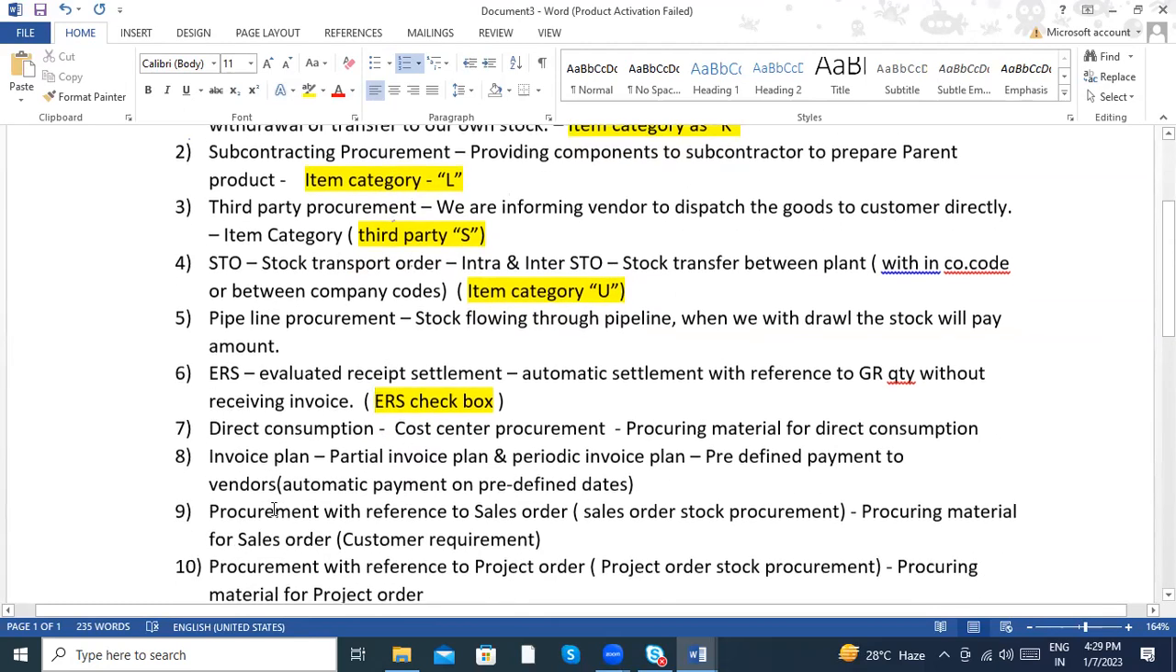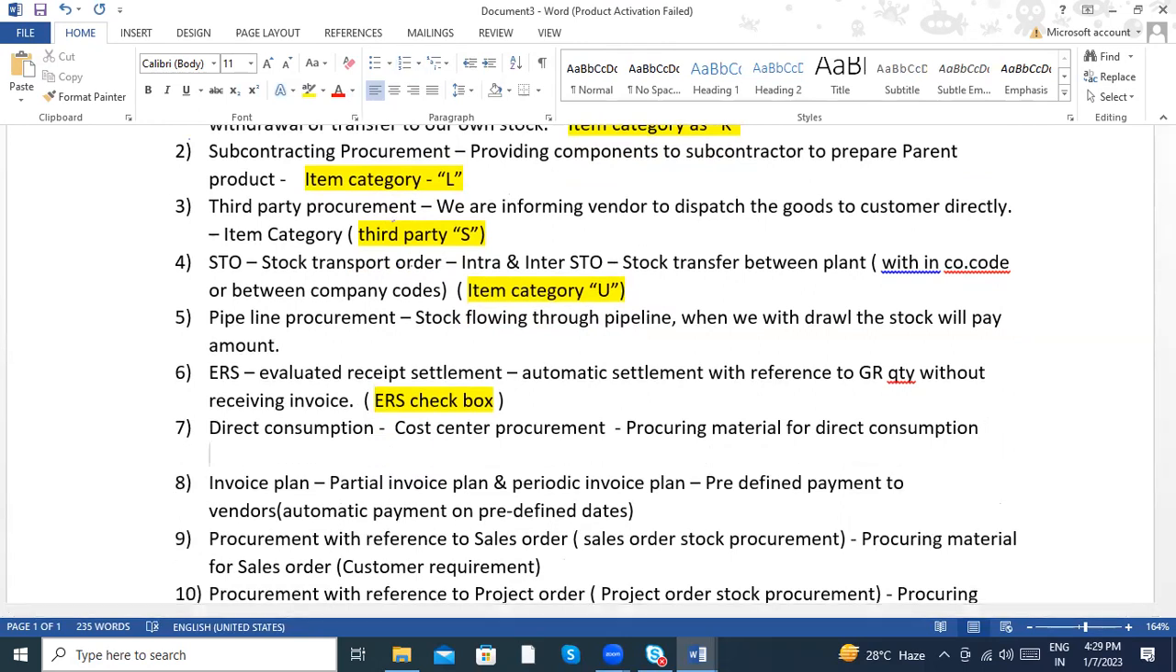And direct consumption: when we are talking about consumption, instead of using item category, we use the account assignment category.